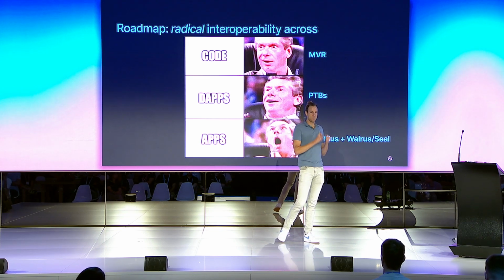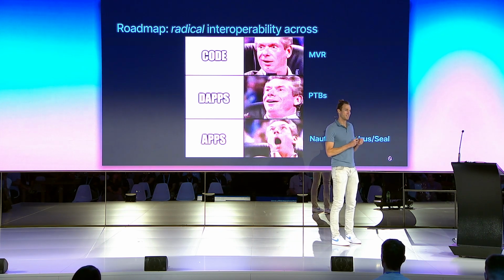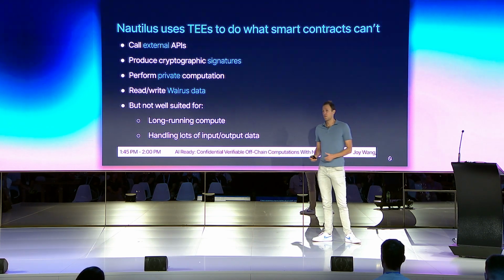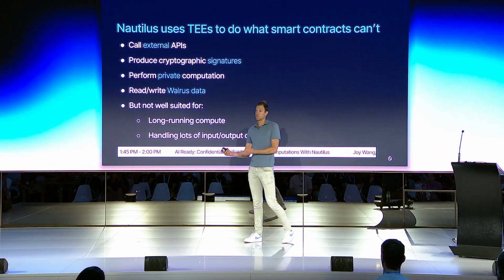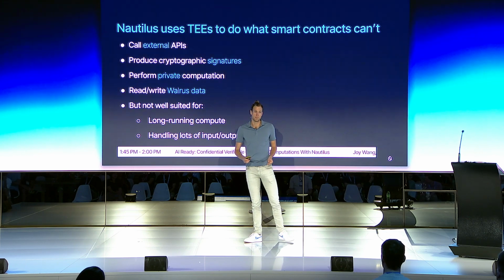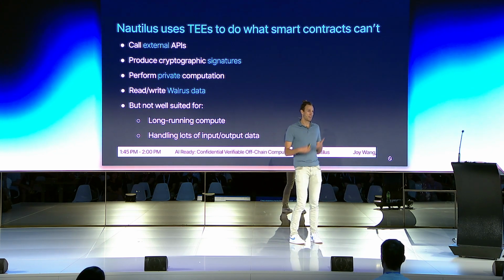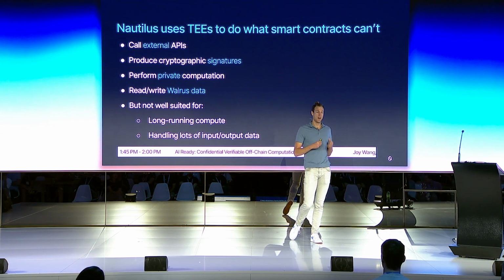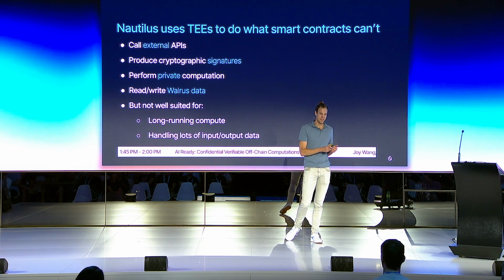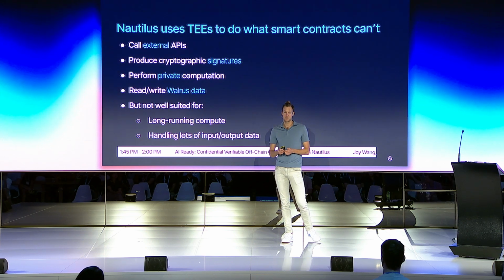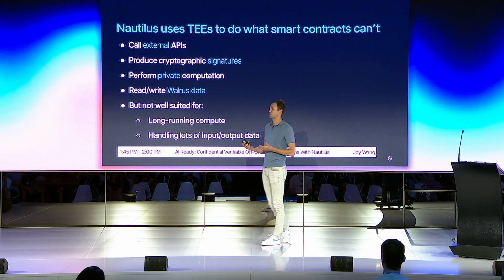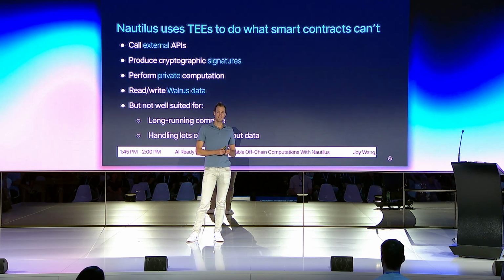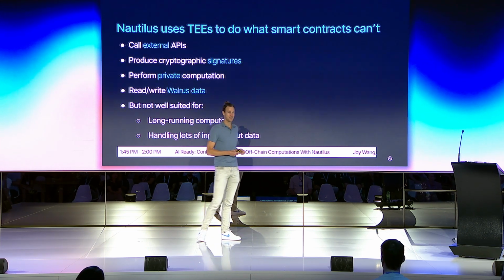Okay, finally, let me talk about interoperability across apps via Nautilus and the combination of Walrus and Seal. So the way I think of Nautilus is it's using TEEs or trusted execution environments to do what you can't do with smart contracts. So in a smart contract, you can't call an external API. You don't have access to the internet, and that wouldn't be deterministic. From Nautilus, you can, and you can return the result and put it into Sui and check that that's what it was. A lot of times people ask, I want a smart contract that can produce a cryptographic signature. I want a private key inside my smart contract. You can't do that. You can do that with Nautilus, though.